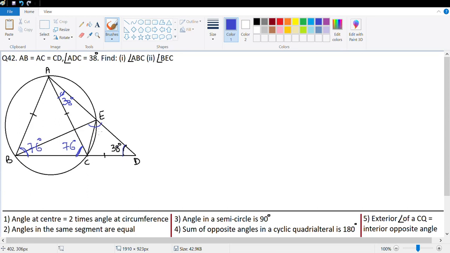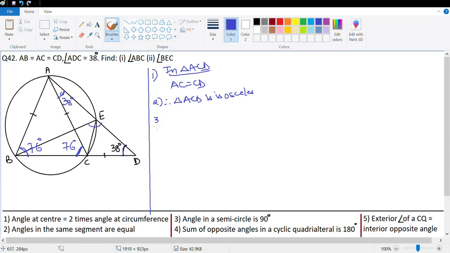I still need to calculate this BEC. Let's just write whatever we know. Maybe by then we will come upon the answer to it. Let's start. So in triangle ACD, AC is equal to CD, therefore triangle ACD is isosceles, which means angle ADC is equal to angle DAC, ADC is equal to DAC is equal to 38 degree. Oh, they haven't asked this angle at all.